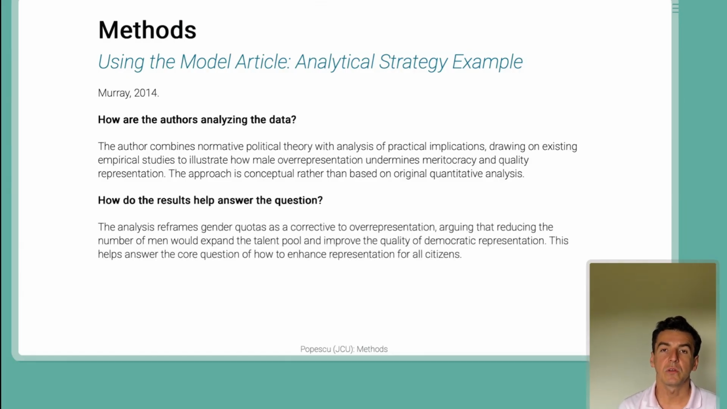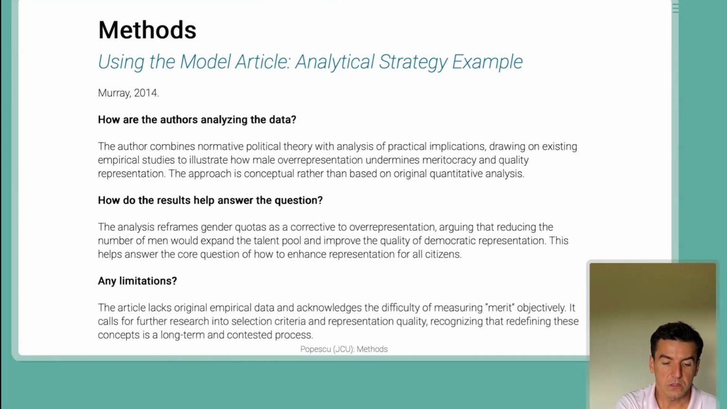In terms of how the results help answer the question, here too, the analysis changes the spin on gender quotas by saying that we shouldn't look at overrepresentation by focusing on women. He argues that reducing the number of men would expand the talent pool and would improve the quality of democratic representation. So this is going to be helpful in order to answer the big fundamental question about how to enhance representation for all citizens.